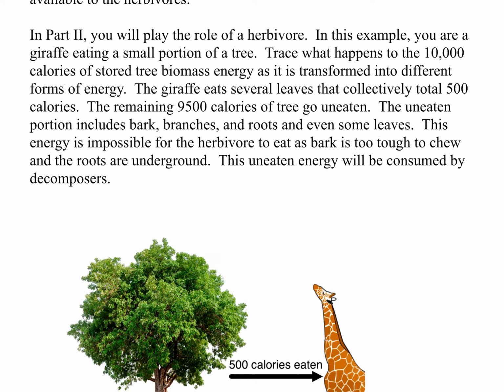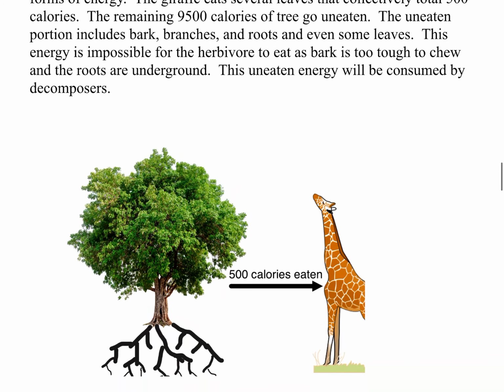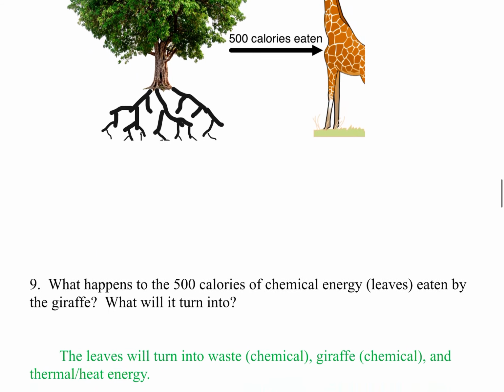The uneaten portion includes the bark, the branches, the roots, and even some of the leaves. This energy is impossible for the herbivore to eat as bark is too tough to chew and roots are underground. So a lot of this energy is uneaten and doesn't go to the next trophic level. This uneaten energy will be consumed by decomposers.